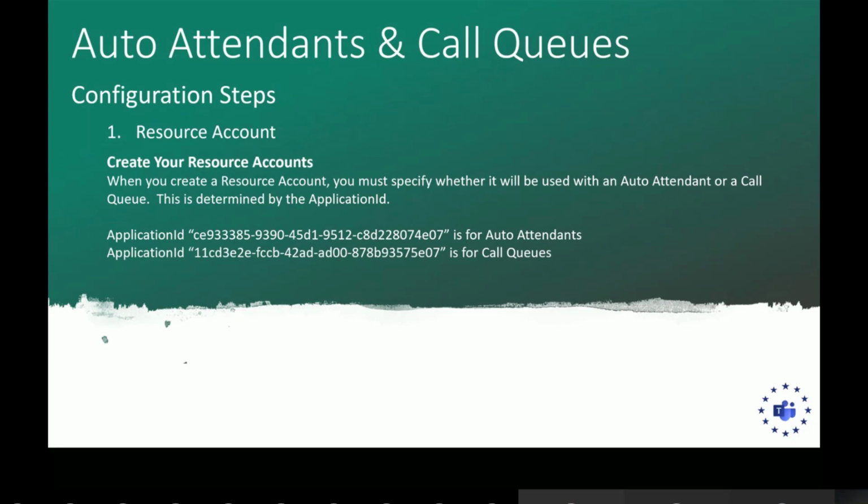When you create a resource account, you need to specify whether it's going to be used for an auto attendant or call queue. That's done by a field called the application ID. At the moment, it's just a long string. To me, it might make more sense and be a little bit easier if you could specify a resource account by using a little flag.